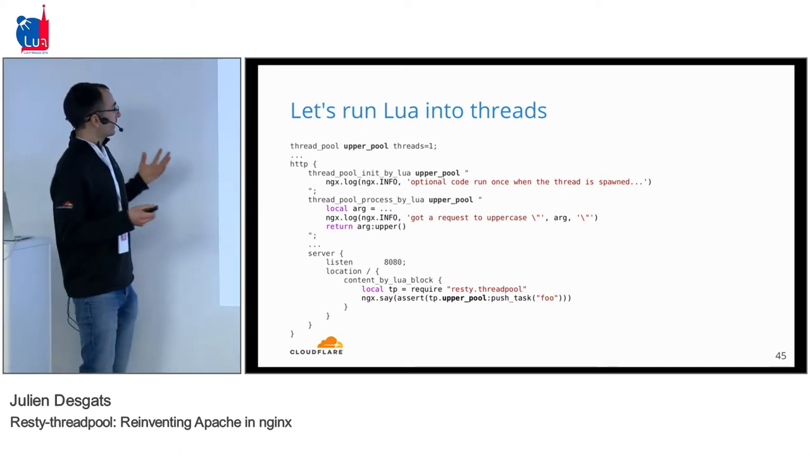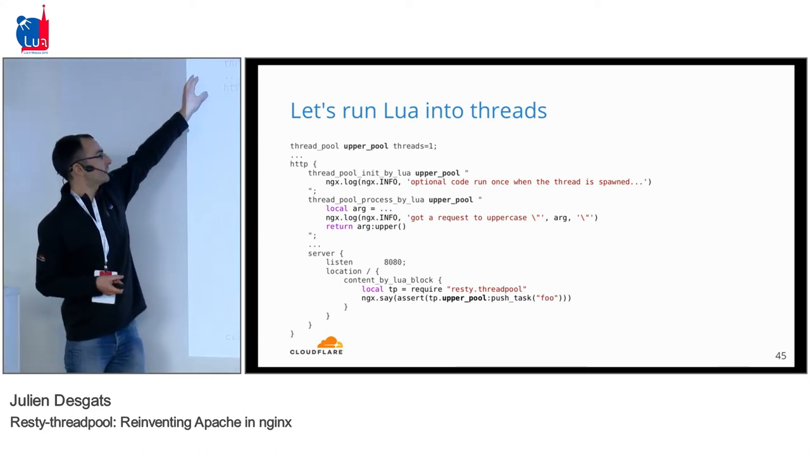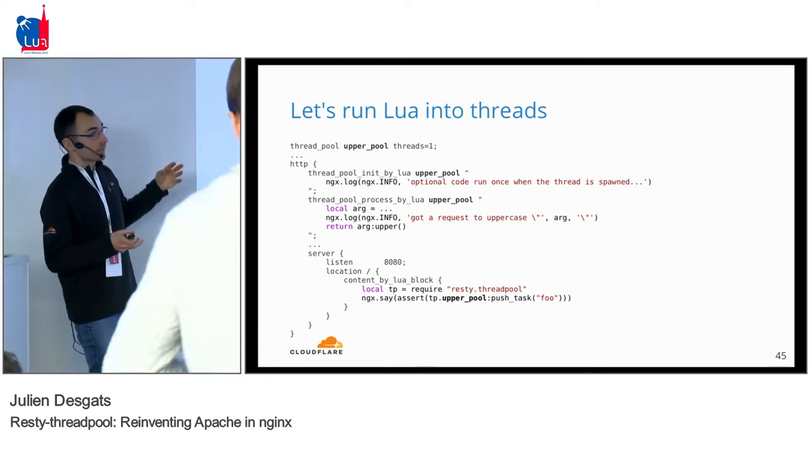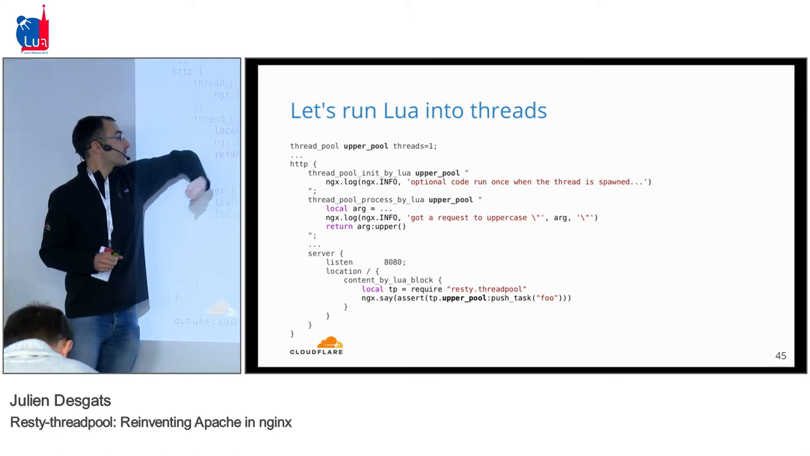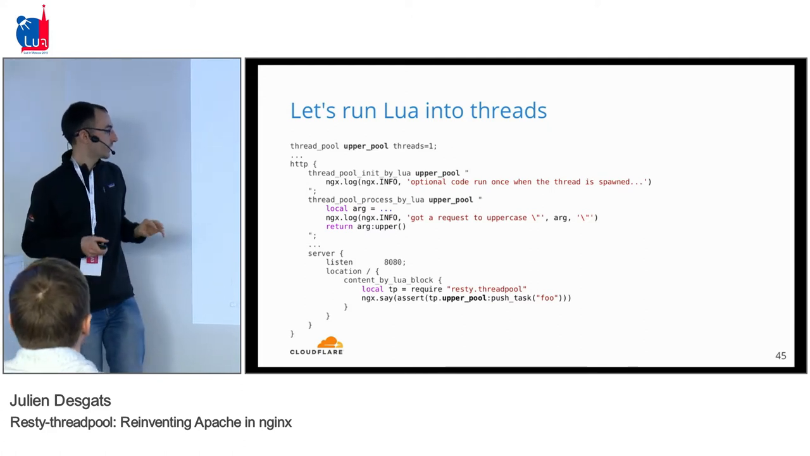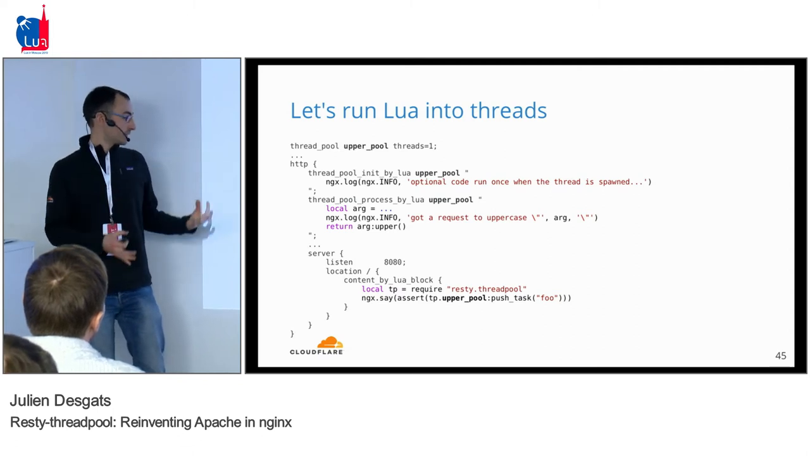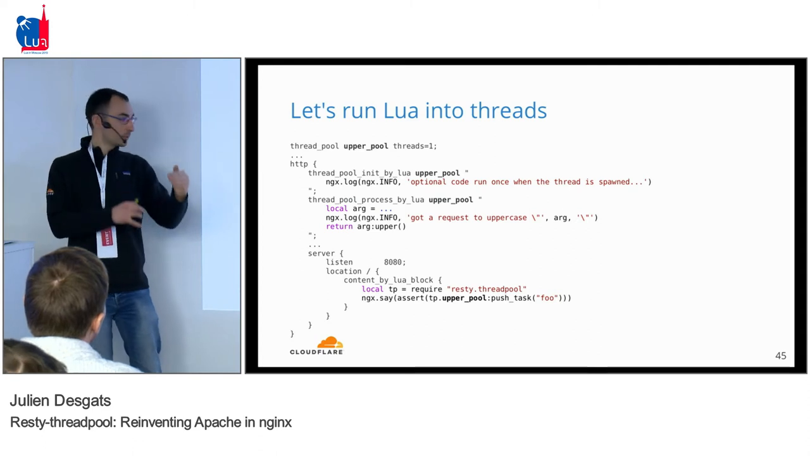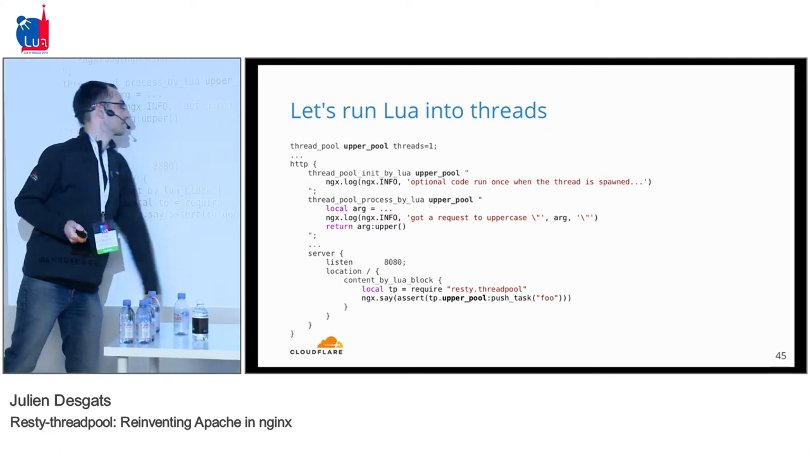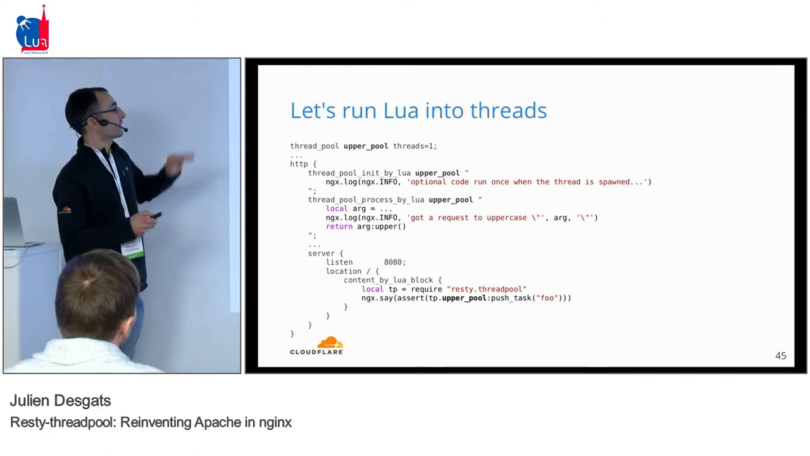So at the end, it looked a bit like this, where I define my thread pool. That's a core Nginx directive. Here I want to make a very over-engineered way to uppercase a string, so I will do that in a thread. I define the thread pool. I say, okay, for that thread pool, here is the processing that you will do for every task that's pushed into it. And the content_by_lua block, if you're not familiar with Nginx, is a way to tell Nginx that this request is handled by Lua, and here is the code to generate the answer. So here, I just take my thread pool, I push a task that gets processed here, and the return value is just returned to the client. So that's a simple example.